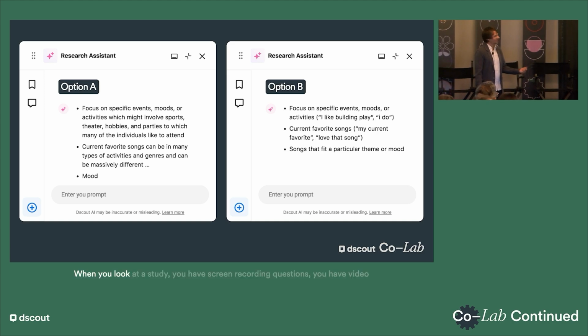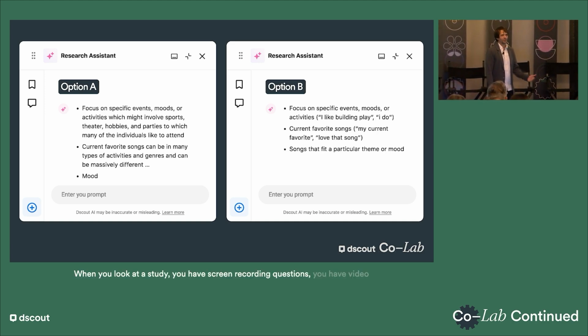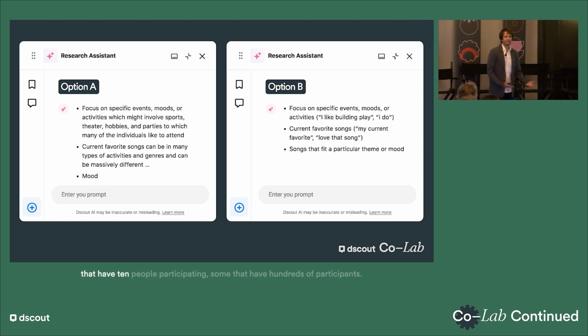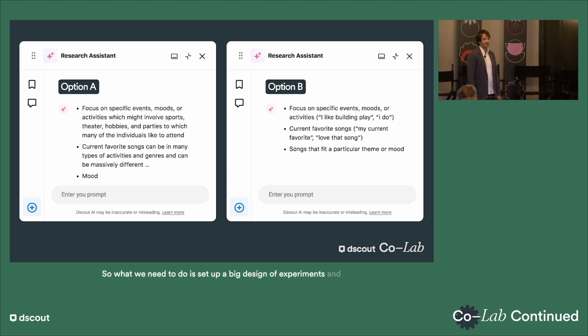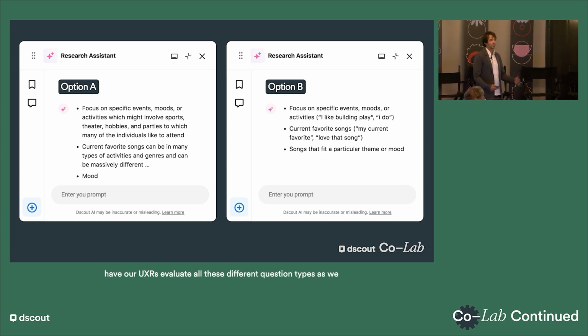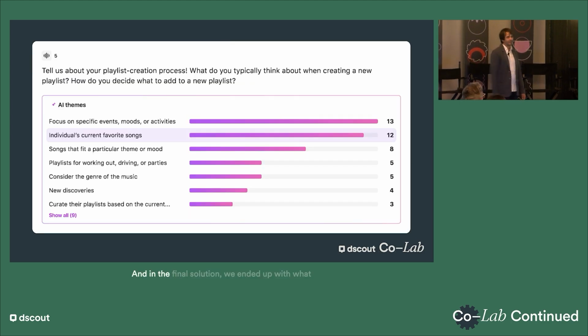Not quite. When you look at a study, you have screen recording questions, you have video questions, you have long response, short response. You have some studies that have 10 people participating, some that have hundreds of participants. So what we need to do is set up a big design of experiments and have our UXRs evaluate all these different question types as we made small changes to various prompts along the way and use this ranking technique to keep track of everything to get to a final solution. And in the final solution, we ended up with what we have today after 9-10 months of hard work.